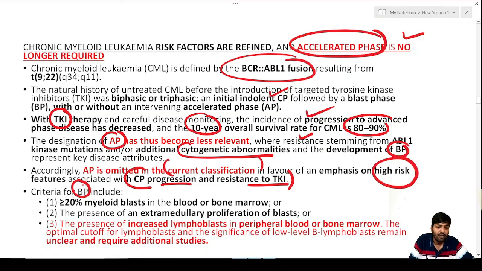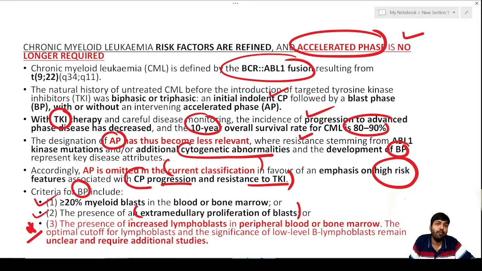The criteria for the blast phase are the same as before, but there has been an addition. As before, the criteria for blast phase are having more than or equal to 20% myeloid blasts in the blood and bone marrow. Number two, the presence of extramedullary proliferation of blasts. Outside the bone marrow, if there is a proliferation of blasts in some areas, that is also a criterion for the blast phase. Very importantly, the third thing that is new is the presence of increased lymphoblasts in the peripheral blood or bone marrow as a criterion for the blast phase. As such, no percentage cutoff has been given for how much lymphoblast should be there. So this becomes a very important new entity, and it should be included.